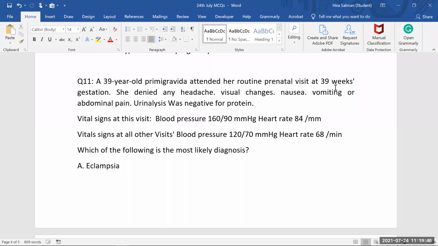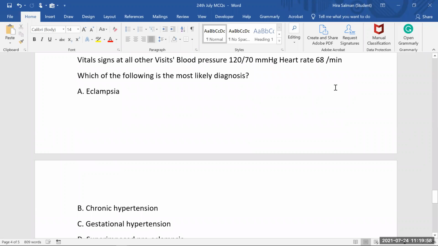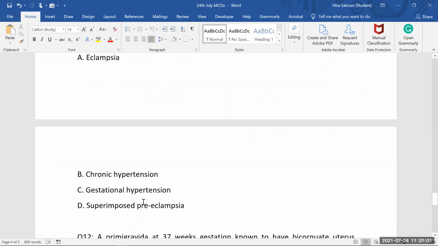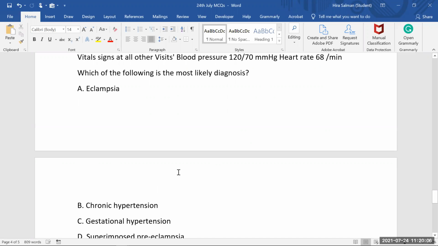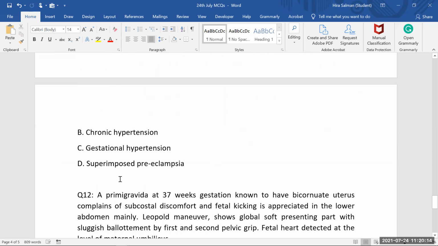But after checking the blood pressure after 4 hours, if the BP is still high, then we have to label this patient as gestational hypertension, because we cannot say this patient is having preeclampsia. She's now at full term. So based on the answer choices, you will decide your answer: eclampsia, chronic hypertension, gestational hypertension, or superimposed preeclampsia. If any option says check the BP again after 4 hours, that should be the best answer. But if it's not there, of course it's not a case of eclampsia, chronic hypertension, or superimposed preeclampsia, it's just gestational hypertension. But the ideal answer should be to check the BP again after 4 hours.